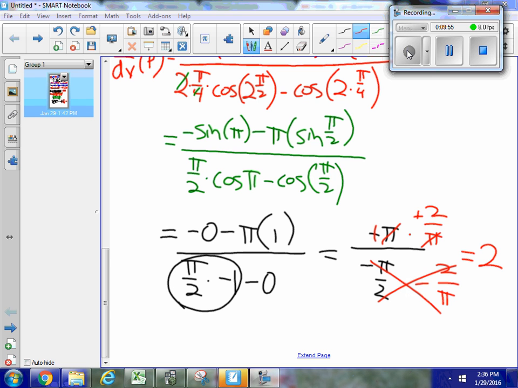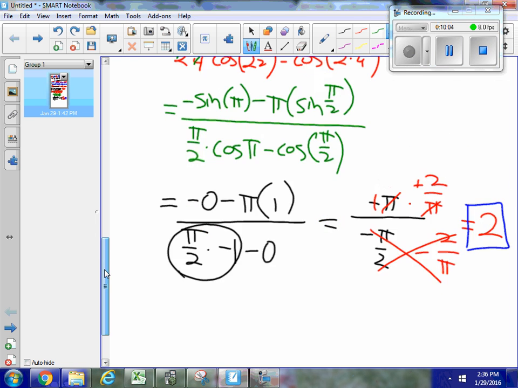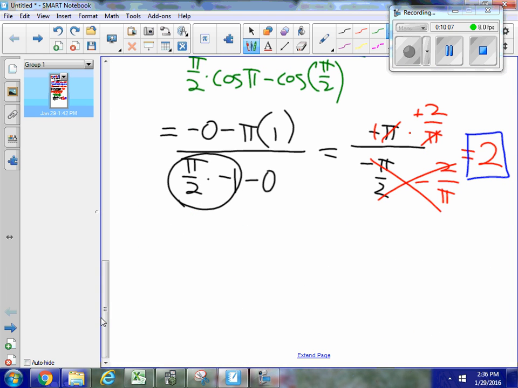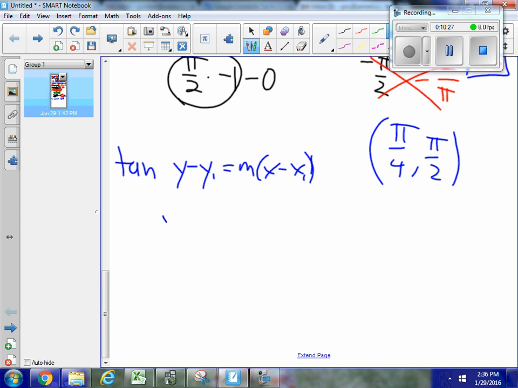So now we need to find the equation of the tangent and the normal lines, which shouldn't be that hard since now I know the slope, and I still have my point, which is pi over 4 comma pi over 2. And using the point slope form of the equation, the tangent is going to be y minus y1 is equal to m times x minus x1. So I have y minus pi over 2 is equal to 2, our slope, times x minus pi over 4.